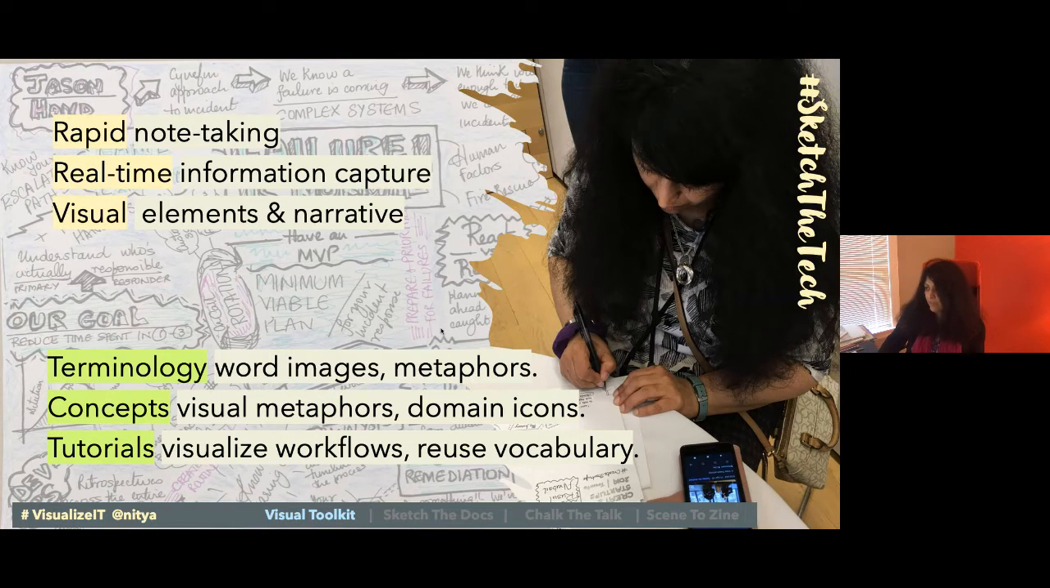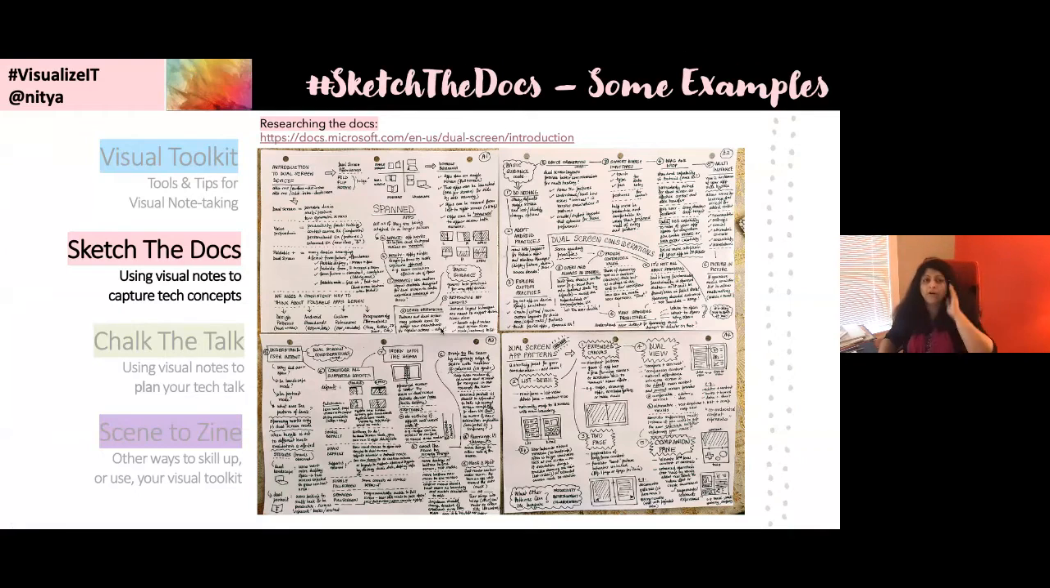So I want to, in this section, show you a few examples of things that I've done, and hopefully that'll give you a sense of how you can start sketching the dots. So the very first example, this is actually a dual screen, the Microsoft documentation, the dual screen devices segment. So let me see if I can go to this particular URL.